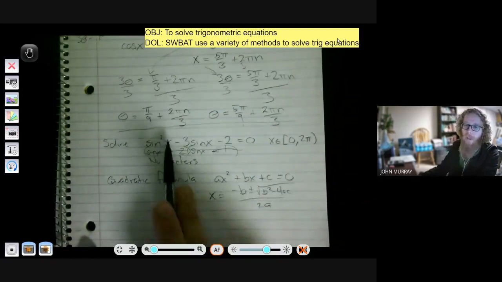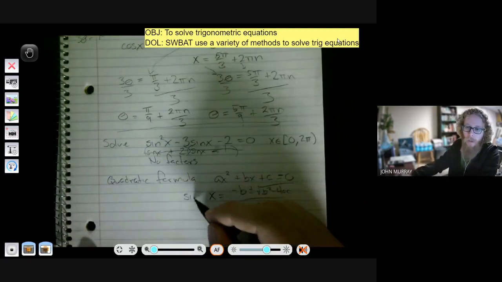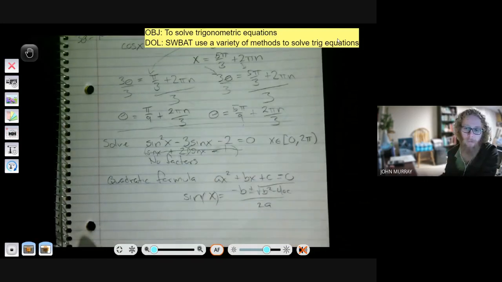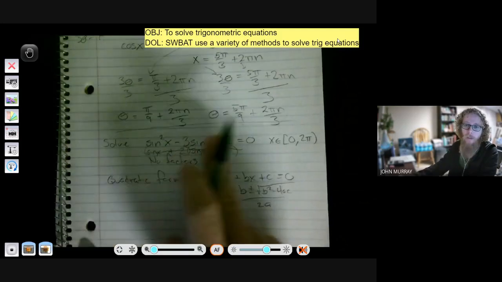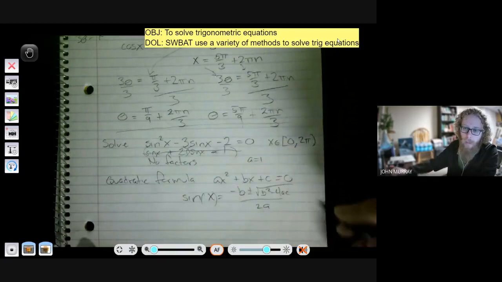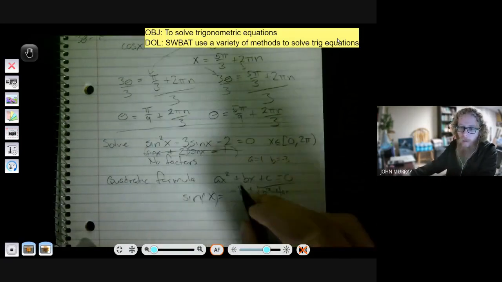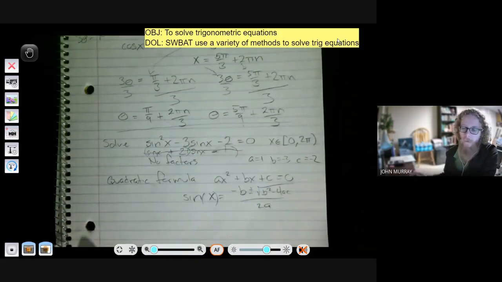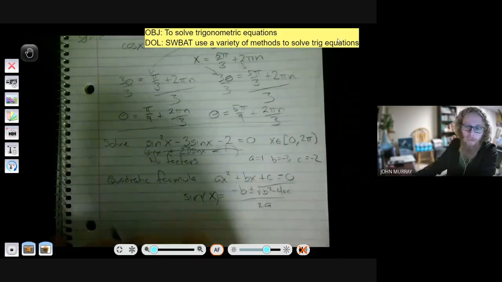Now, our only difference is that instead of just x being the solution, our solution is going to be the sine of x. So we still have our A, our B, and our C. That's just the numbers in front. A is just 1 because there's nothing in front of that. B is -3, that's my middle term. And my constant term C is -2. So we're just going to plug these into the quadratic formula.